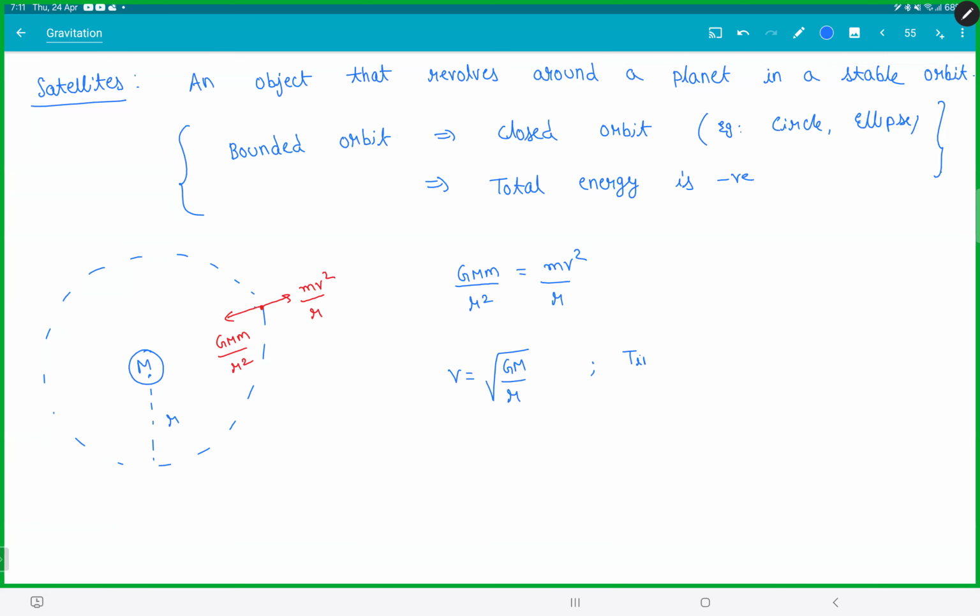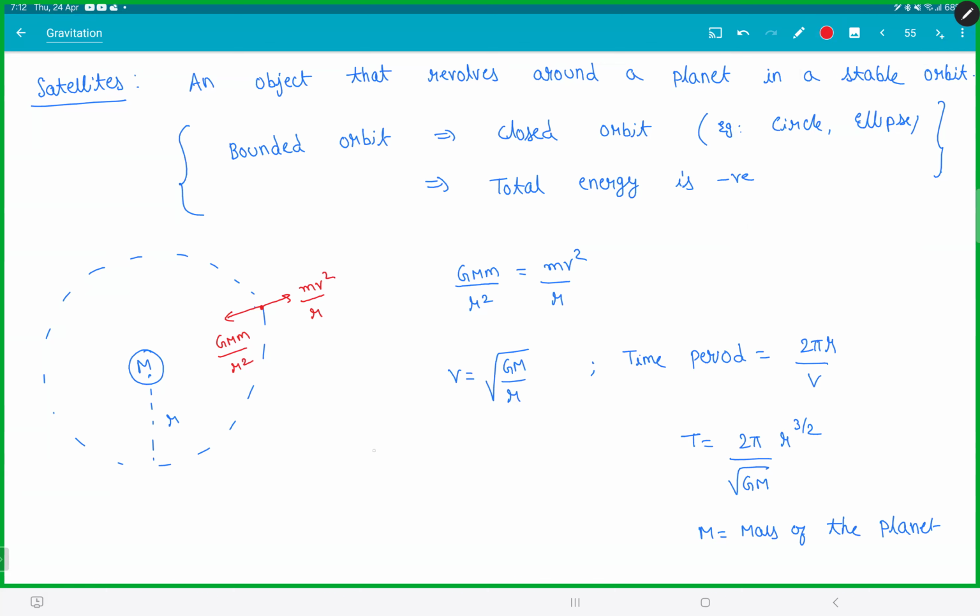The time period is given by distance by speed. In this case, the distance is the circumference, so T is 2 pi r by v. So if you substitute here, we get time period is equal to 2 pi root of r power 3 by GM. And be careful, what is this M? This M is the mass of the planet, not the satellite. That means if I know the time period of a satellite and the distance of the satellite, I can find the mass of the planet.